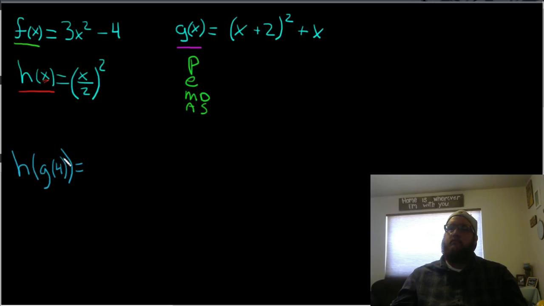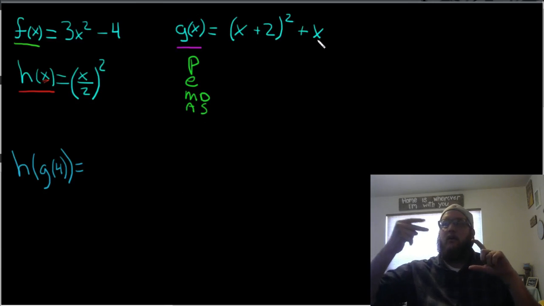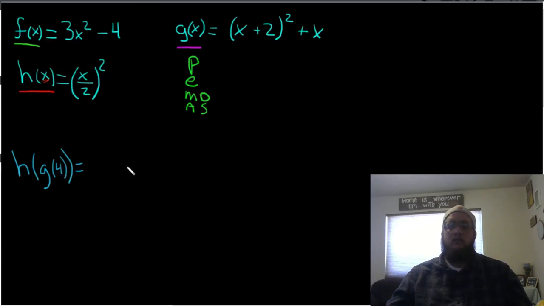So we can't just evaluate this at x like we have here, because this isn't evaluating it at x. This is saying h of g of 4. So let's take the inside, g of 4, and let's do that. We know that our g of x function is x plus 2 squared plus x. But it's asking us to evaluate it at 4. So every time we come across x here, we're going to plug in a 4.